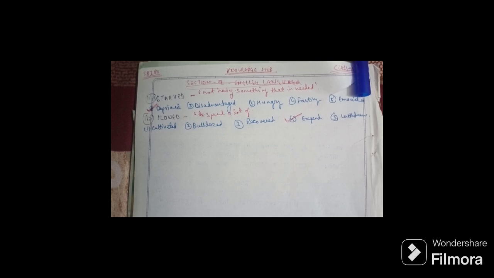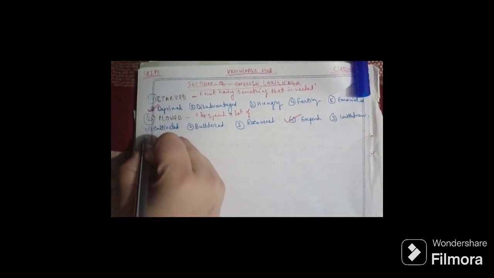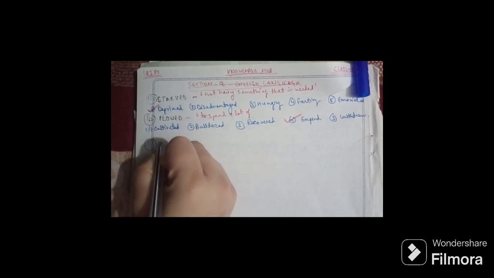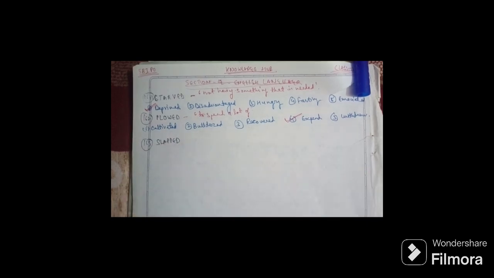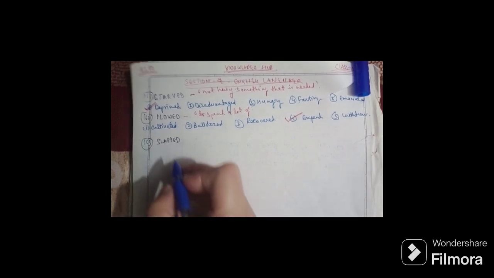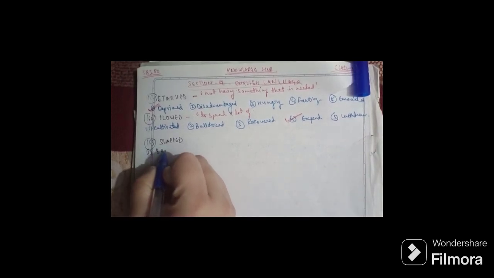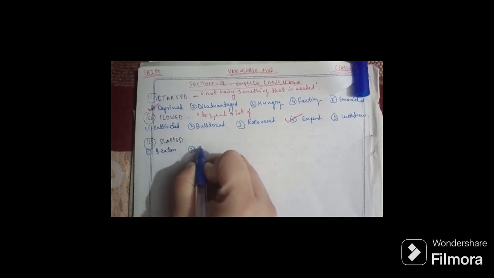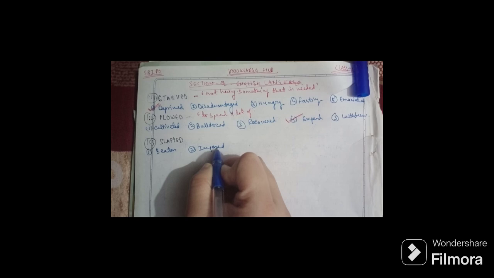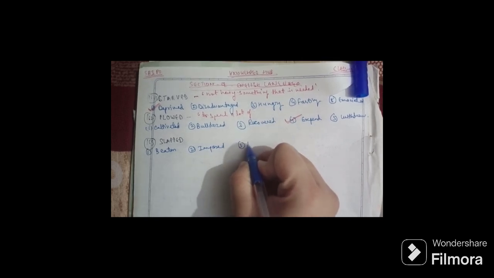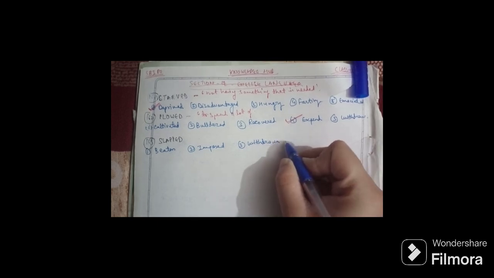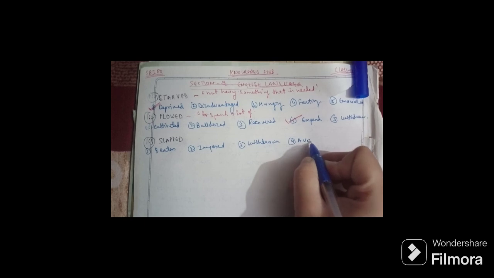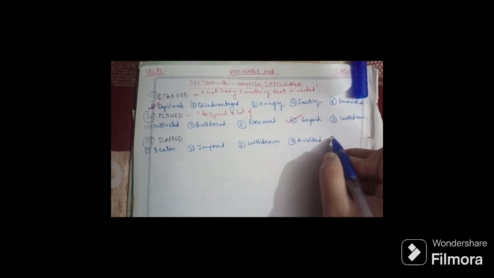The next one is slapped. 163rd, the word is slapped. So the options for the same: first, beaten, second is imposed, third is withdrawn, fourth is avoided, and the fifth is persuaded.